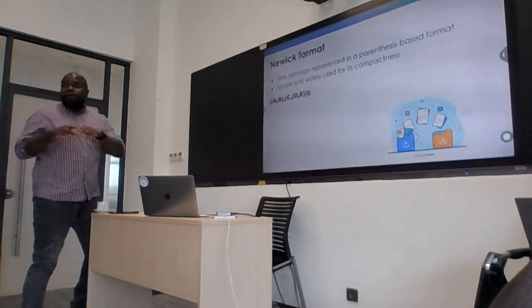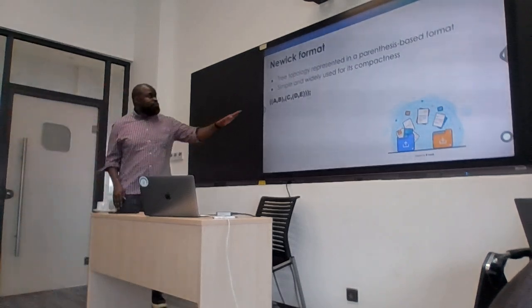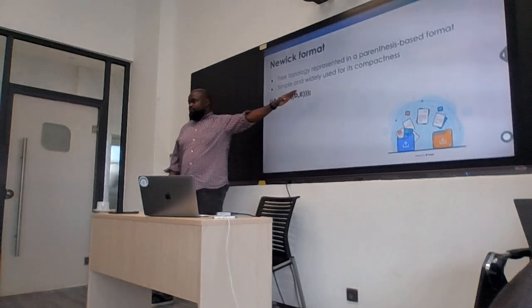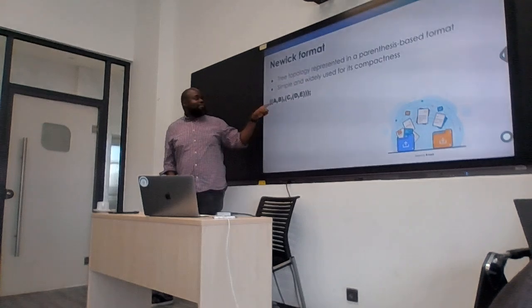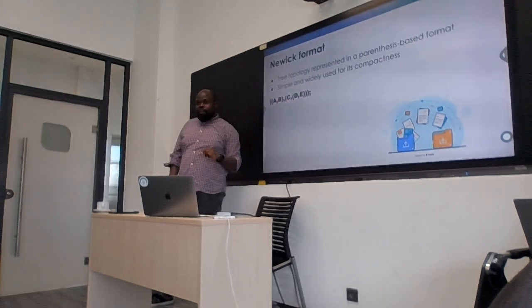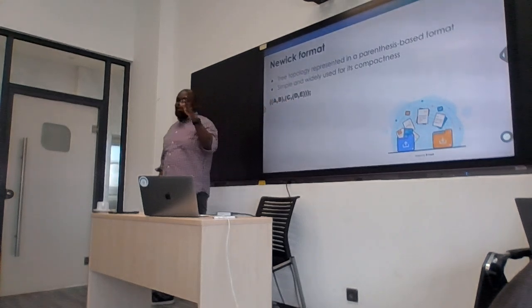And if you open a NEWICK file, it will just have information like this. Okay? Now, assume that you have a tree file that has this information. How many tips do you think are in that tree?